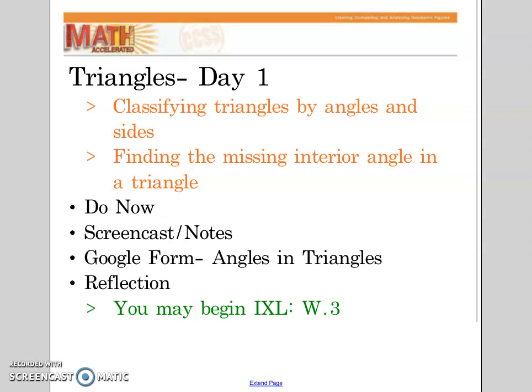So today we're going to move on to triangles. Okay, this is day one of triangles. We are going to classify triangles by their angles and sides. We're going to find the missing interior angle in a triangle.